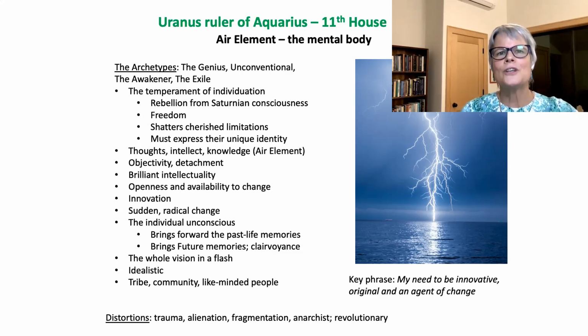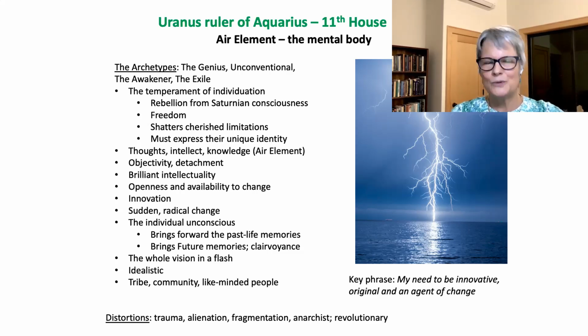It shatters cherished limitations. One must, as a Uranian individual, or when one is experiencing Uranus conjuncting any of the planets, but as we're talking here about the moon, one must express one's unique identity, okay? As an air element, it rules thoughts, the intellect, it rules knowledge. It also rules objectivity and detachment.